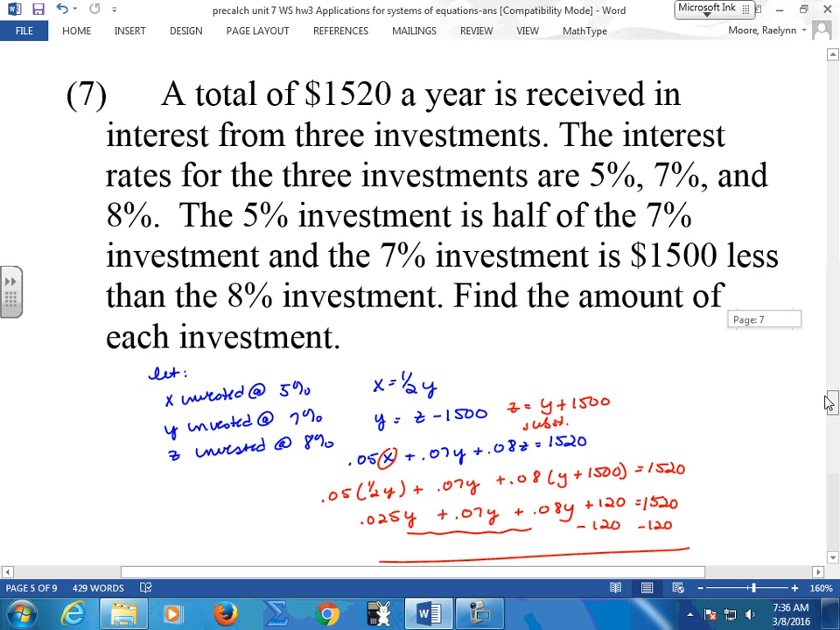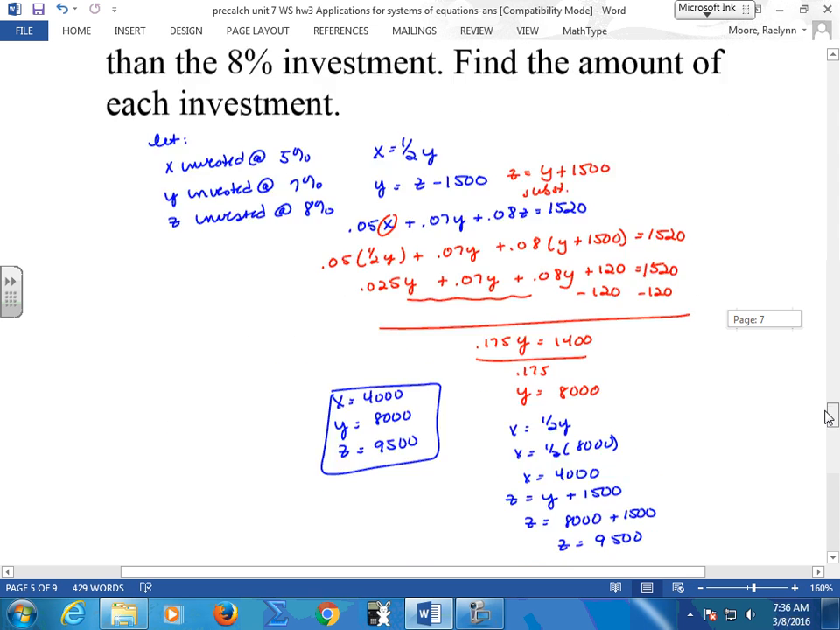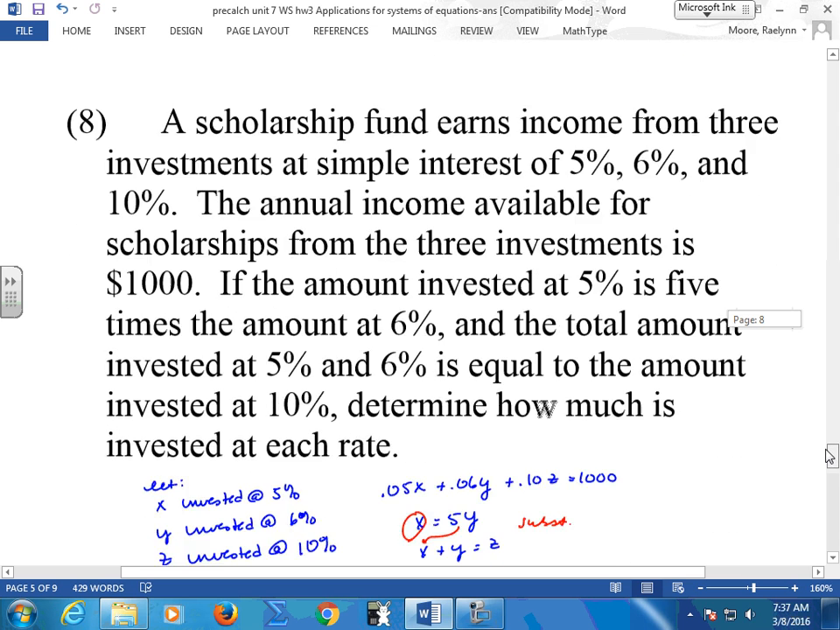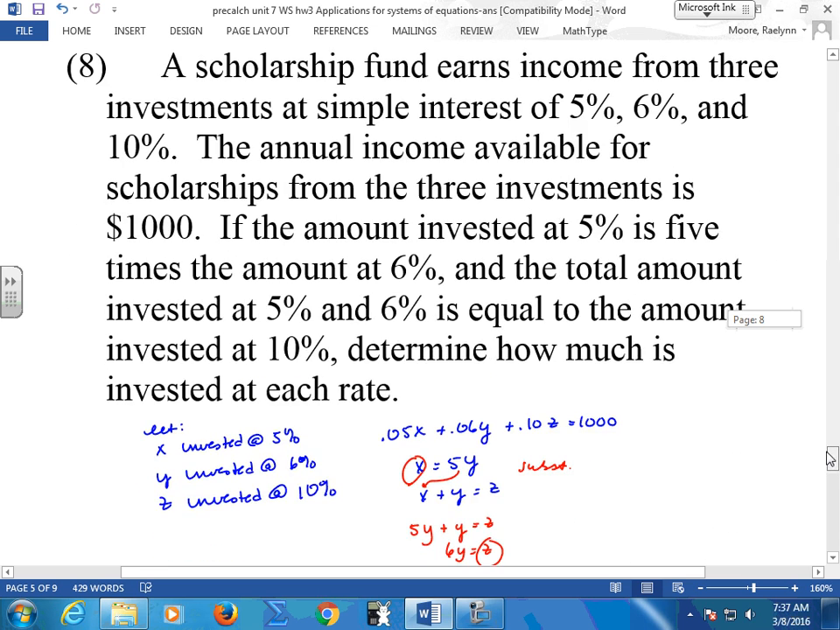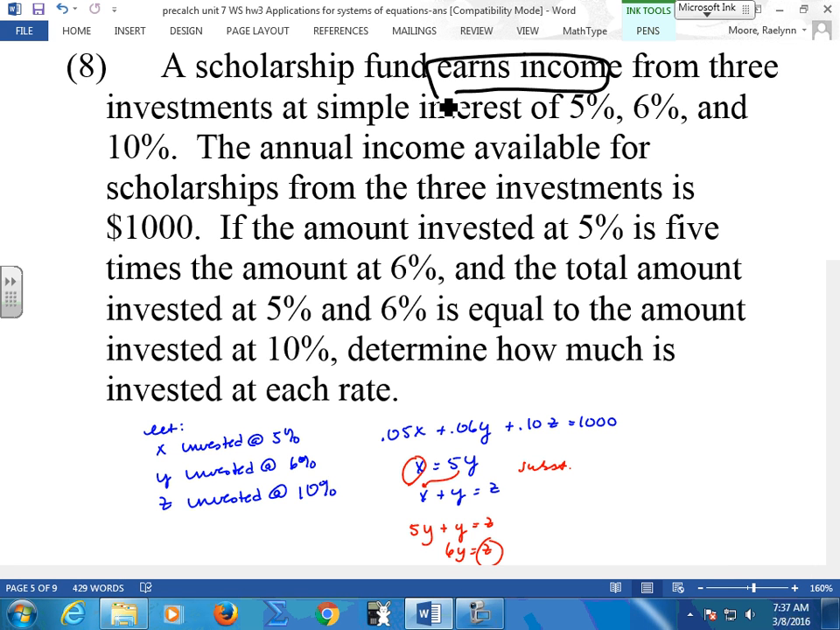Okay, this one we did in class, right? And this is very similar to the one we did in class. They earn income from the investment. So this is your income earned from the investment. And you've got 3 variables, one at 5%, one at 6%, one at 10%. This is what you get annually from your interest.